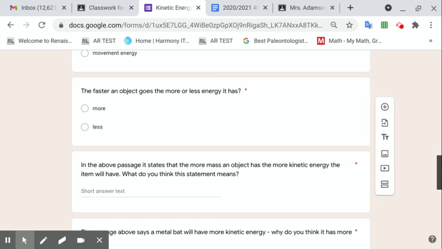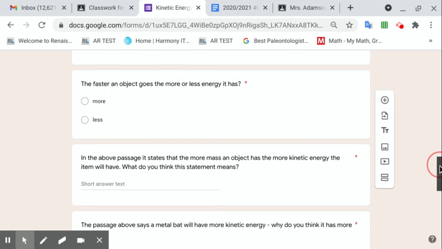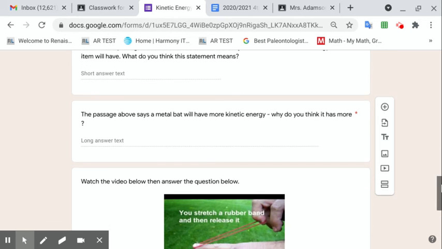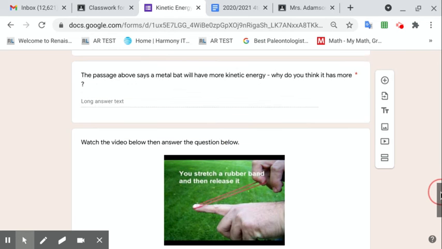What does mass mean? How can you explain that? So, the more mass it has, think about that bowling ball versus the basketball example I kind of talked about. What does that mean, mass? Okay. And then we talked a little bit about this too. The passage above says a metal bat will have more kinetic energy. Well, why do you think it has more? Why is that? If that's the choice we are going with, why does it have more kinetic energy?